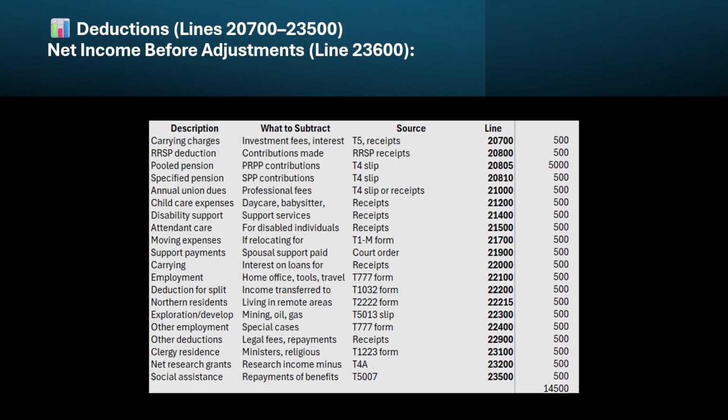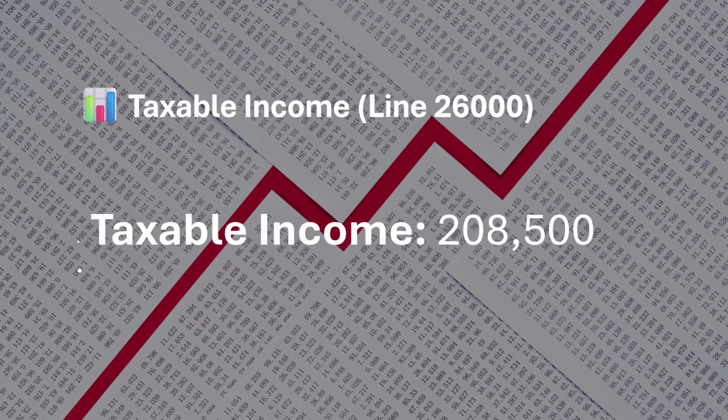So when you tally up all the deductible amounts, the RPP, the small RRSP, the union dues, things like childcare expenses, the total effect here is $14,500 in total deductions. And that brings us to the second, and you could argue this is the most important checkpoint on the entire return. Absolutely. This is line 23600, net income before adjustments. Okay.